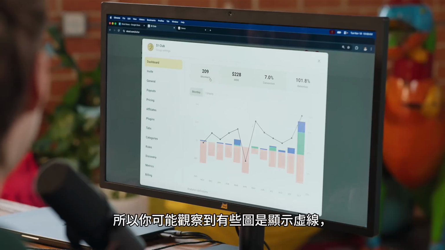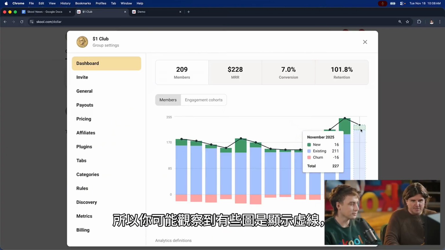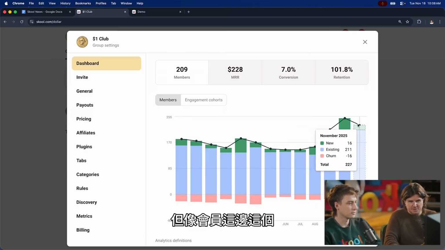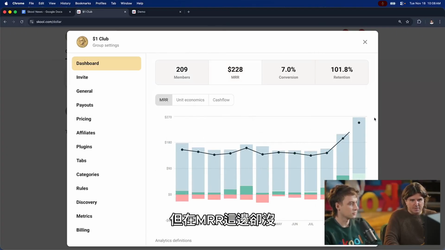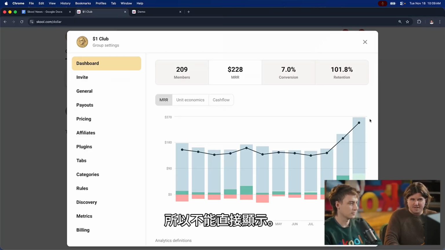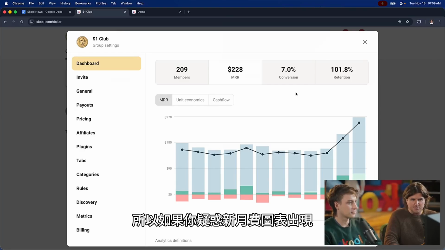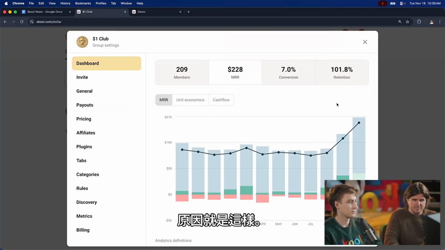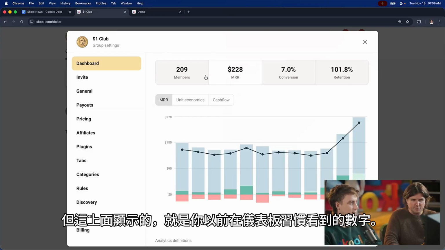So yeah, you'll notice that for some of the metrics, we have the current month, like members, and it's dotted. But for others, like MRR, we don't. Like we've only got October. This number up here is showing you what your MRR currently is. All of these numbers are basically what they currently are. But MRR, if we are to show the current month, we actually have to do some projections. So we can't just show you what it currently is. We'll add that in later. But yeah, if you're wondering why do we sometimes see the current month and sometimes not, but these up here are what you're used to seeing from your dashboard before.